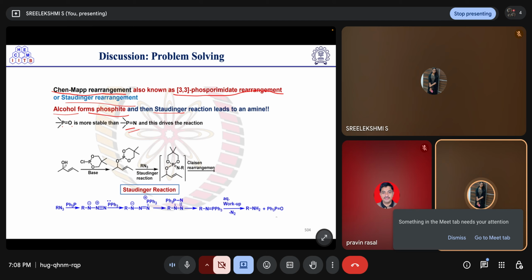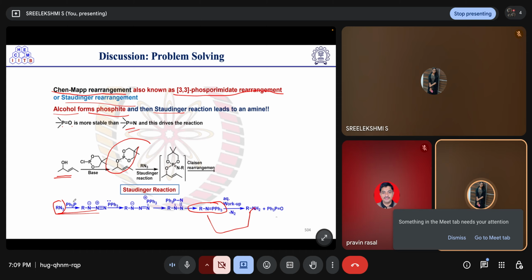So, what's happening here is, firstly this base will abstract this proton, and that will attack over this phosphorus, and this chloride will leave to give this compound. Then with this azide, the Staudinger reaction will take place, where the P double bond N bond is formed. Then, as we saw earlier, Claisen rearrangement will be taking place. So from this compound we are getting this type of compound. Then if we do the workup, we can get this amine.